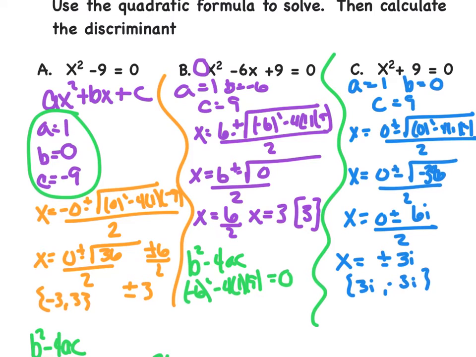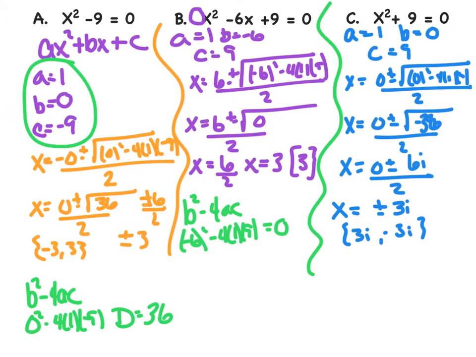And again, I'm just going to use the discriminant formula just to verify to you that it is the number under the radical, b squared minus 4ac. So again, that was 0 squared minus 4 times 1 times 9, which is a negative 36.